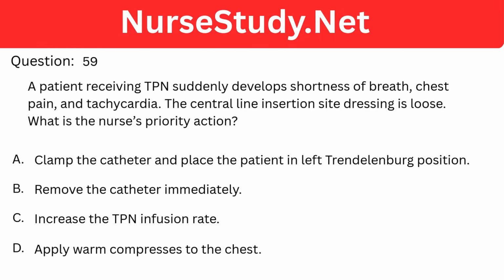Question 59. A patient receiving TPN suddenly develops shortness of breath, chest pain, and tachycardia. The central line insertion site dressing is loose. What is the nurse's priority action? A. Clamp the catheter and place the patient in left Trendelenburg position. B. Remove the catheter immediately. C. Increase the TPN infusion rate. D. Apply warm compresses to the chest.